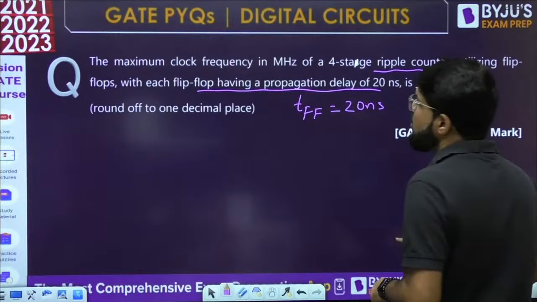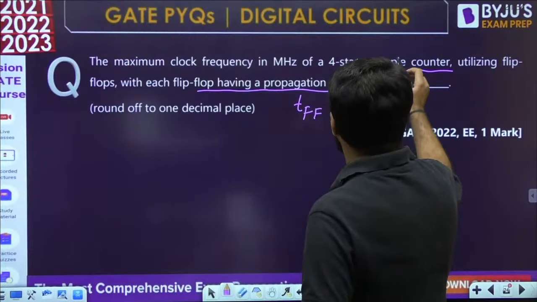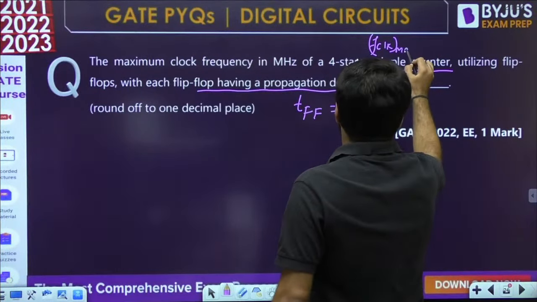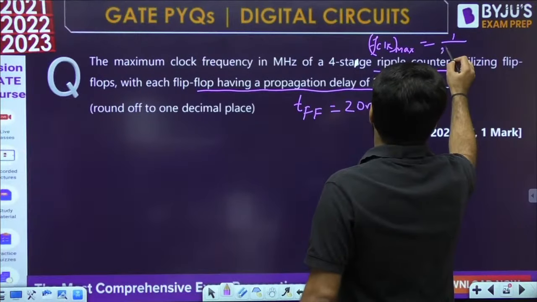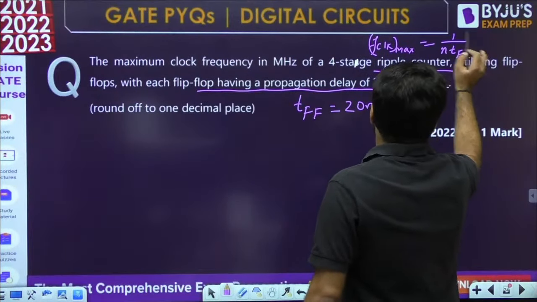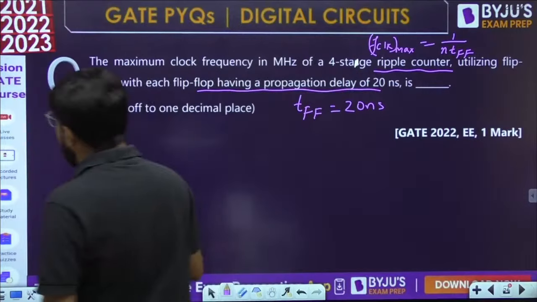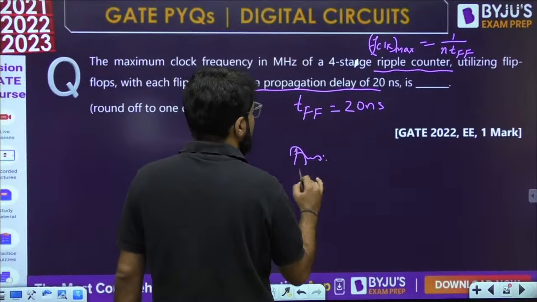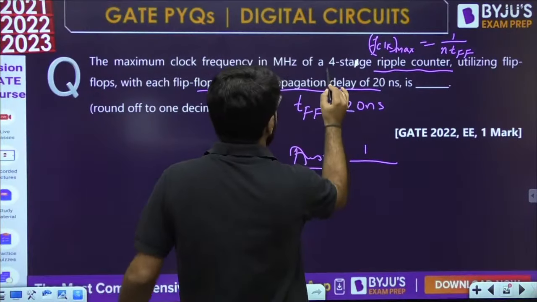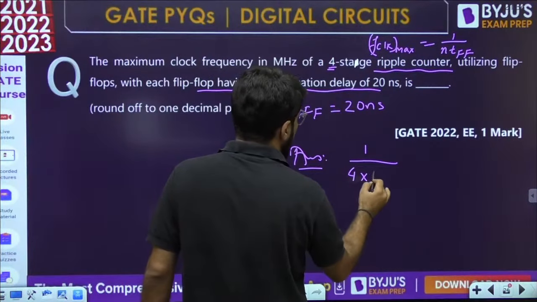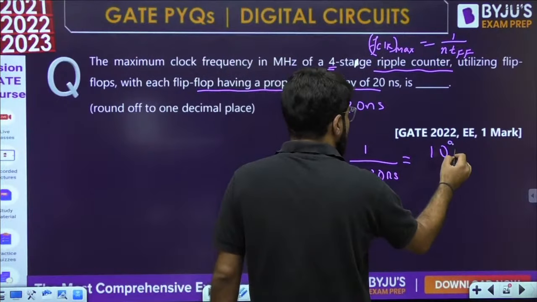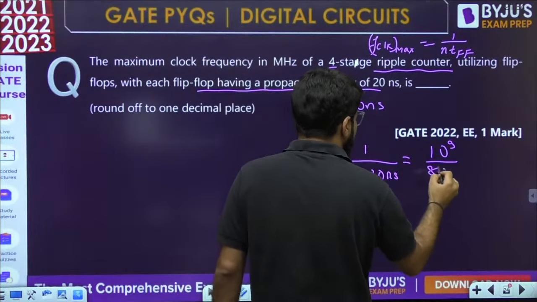Acha, to ripple counter mein, what is the maximum clock frequency? For ripple counter, what is the formula? The maximum clock frequency is given by 1 upon N TFF. 1 upon N TFF. So what's the answer? 1 upon N, it's a 4 stage, so 4 into 20 nanoseconds. Nanoseconds ko upar lenge, it will become 10 power 9 divided by 80.